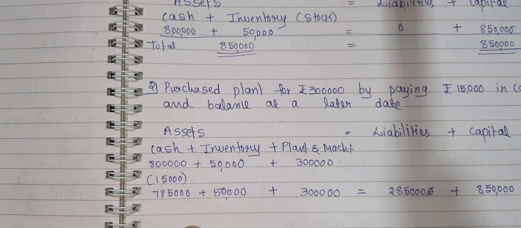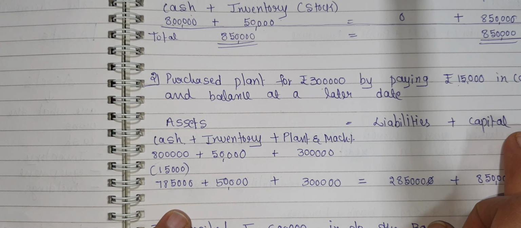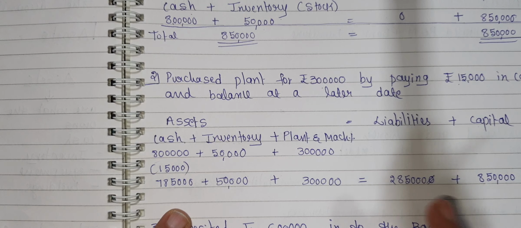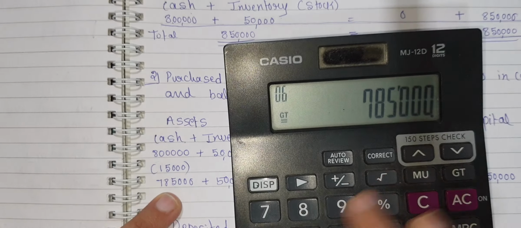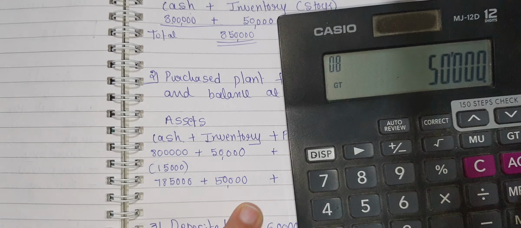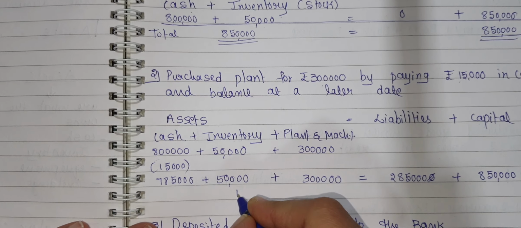Now assets equals liabilities plus capital. The totals of these two sides should be the same amount. That is 7,85,000 plus 50,000 plus 3 lakh, that is rupees 11,35,000.